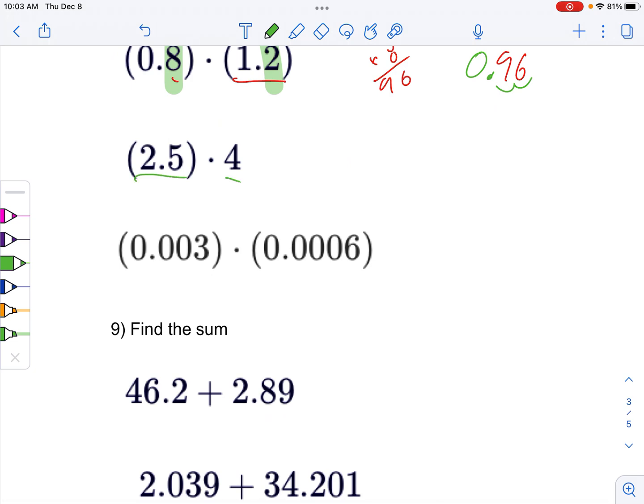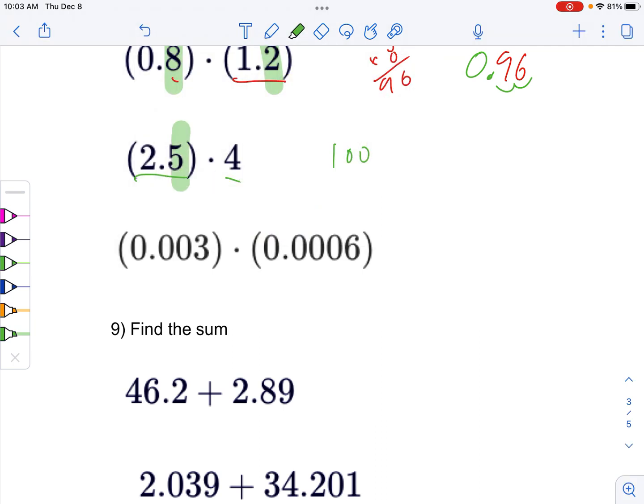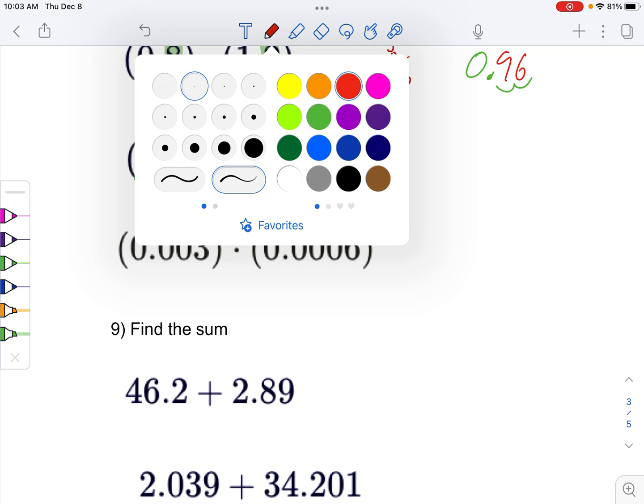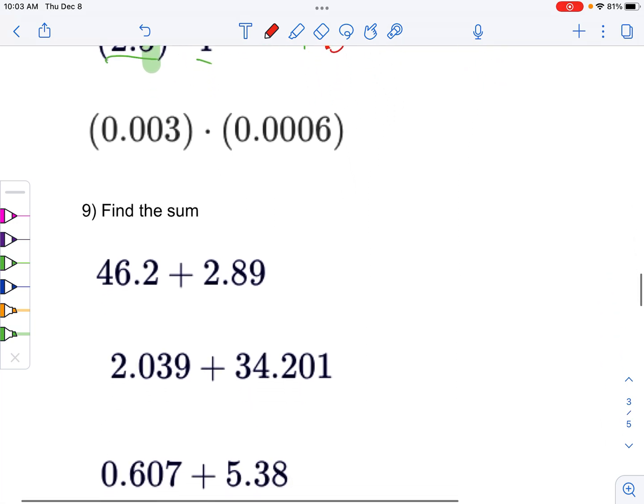25 times 4. Oh, 25 times 4, that's 100. There's 100. Yeah, that's 100. Decimal places would be, there's 1. So I just have to move the decimal over 1 place. The answer is 10. 2.5 times 4 is actually 10.